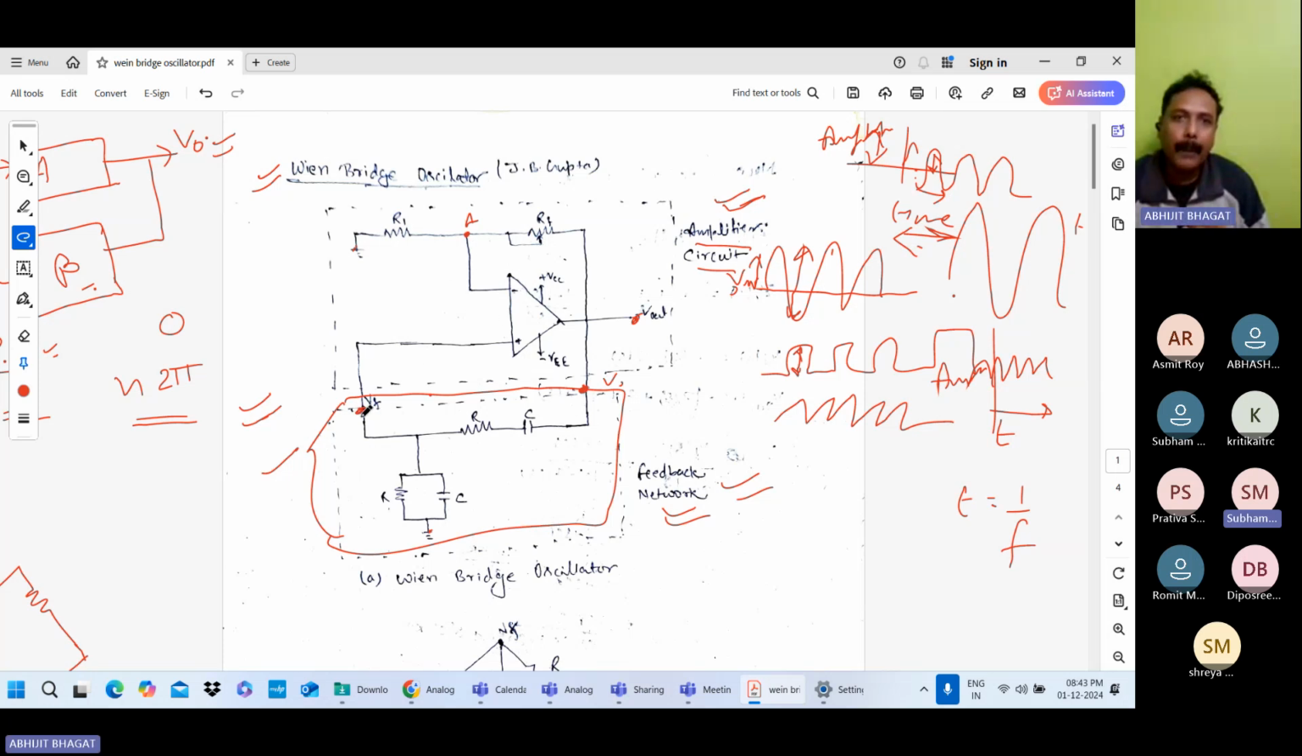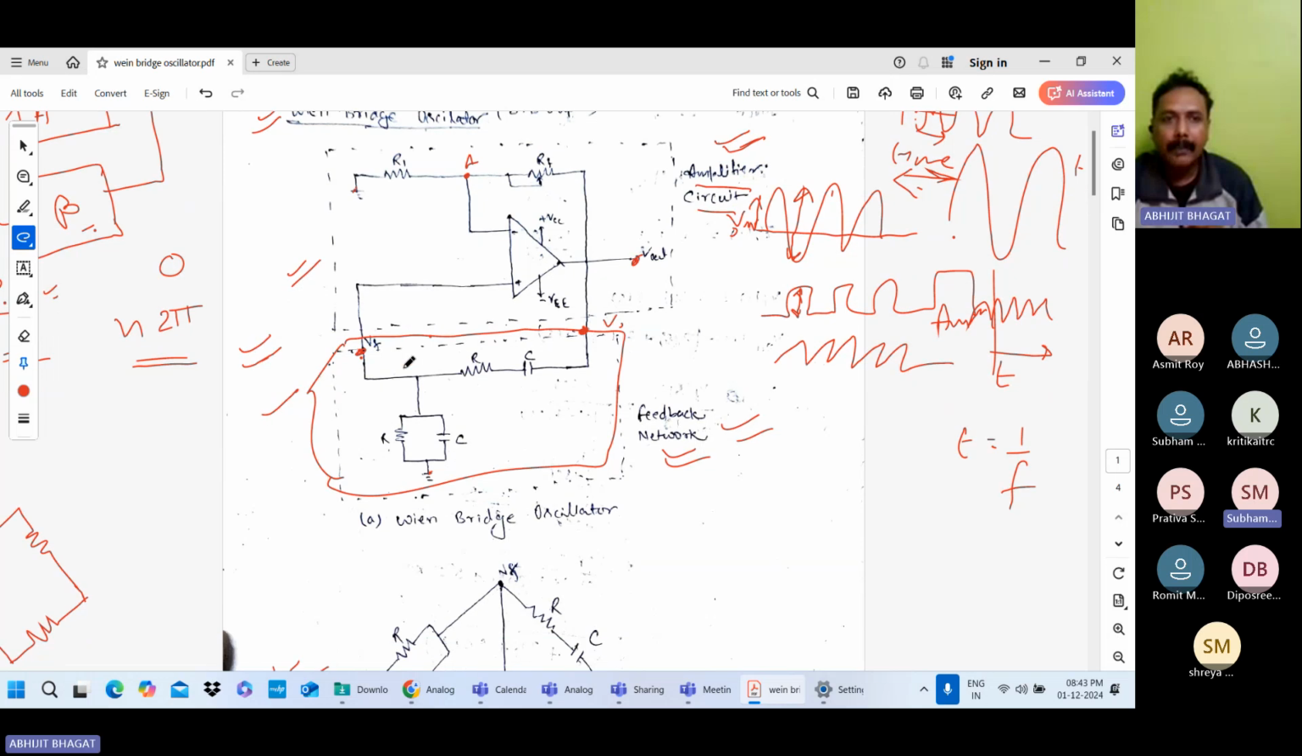Your signal voltage is applied in the positive terminal and the negative terminal is grounded. So which amplifier is this? Your signal voltage is in the positive terminal and the negative terminal is grounded. Which type of amplifier is it? Inverting amplifier, non-inverting amplifier, which amplifier? Anyone? Signal voltage is in the positive terminal, means the non-inverting terminal, so it is the non-inverting amplifier. If the signal voltage is in the inverting terminal, it will be an inverting amplifier.